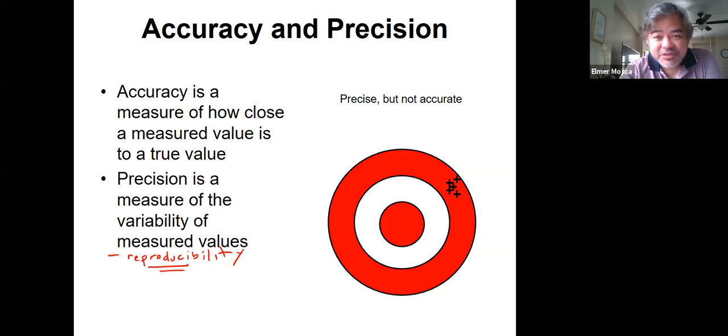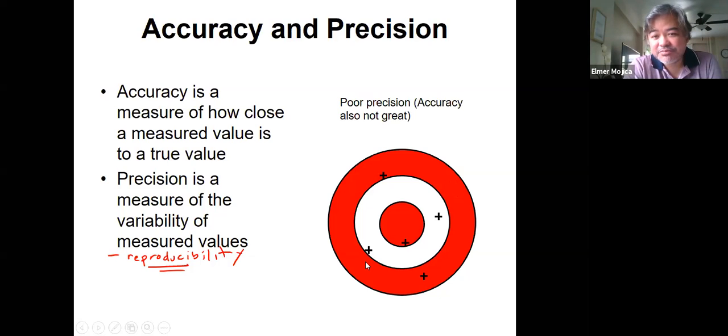But there are some instances where you can only have a precise measurement but not accurate. Such is the instance when the set of values that you have are close with one another, but they are way off the true value, just like the one that we have here. So this is precise, but not accurate. And the last one that we have here is poor precision. Accuracy is also not great. As you could see here, the set of values are not close to one another, and they are not close to the true value either.